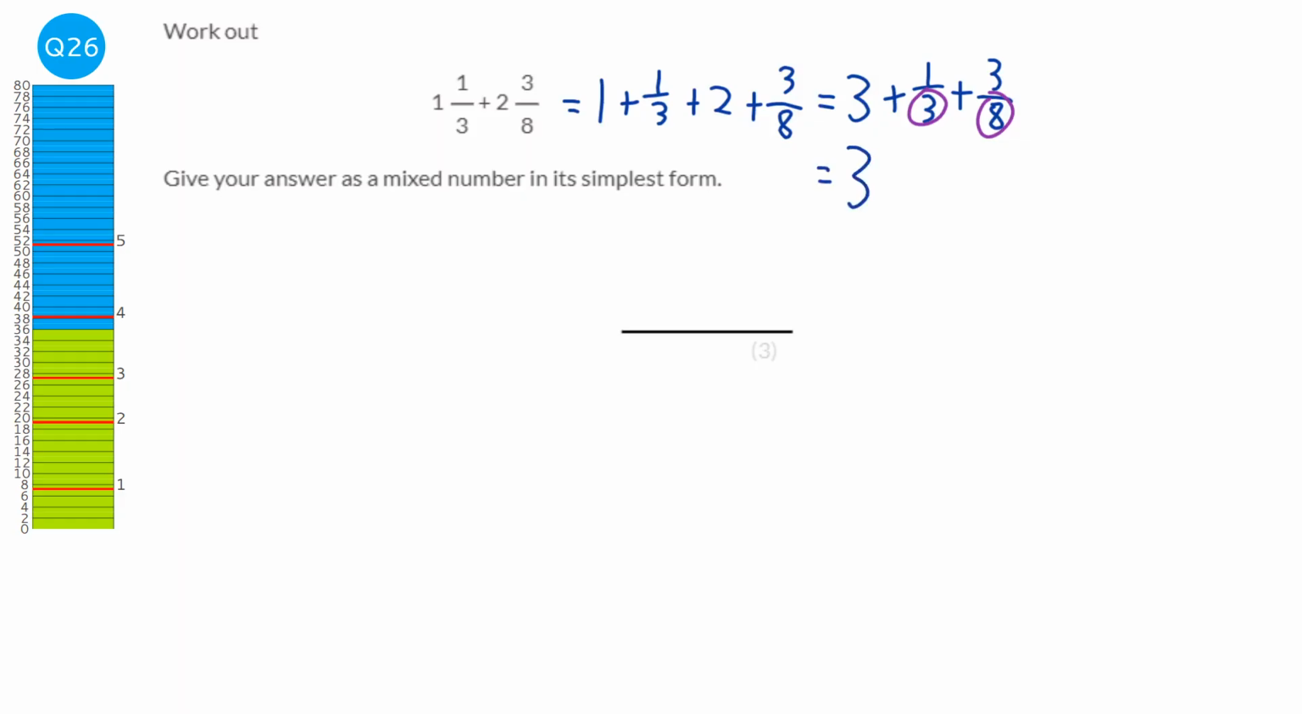So we're going to times top and bottom of the third by 8, so it becomes 8 over 24. And top and bottom of the 3 over 8 by 3, so that's 9 over 24. Add the tops when the bottoms are the same, so that would be 17 over 24. And then that would just make the answer 3 and 17 over 24.